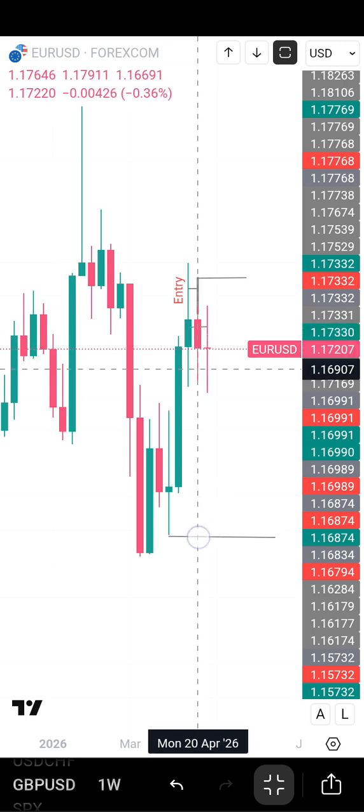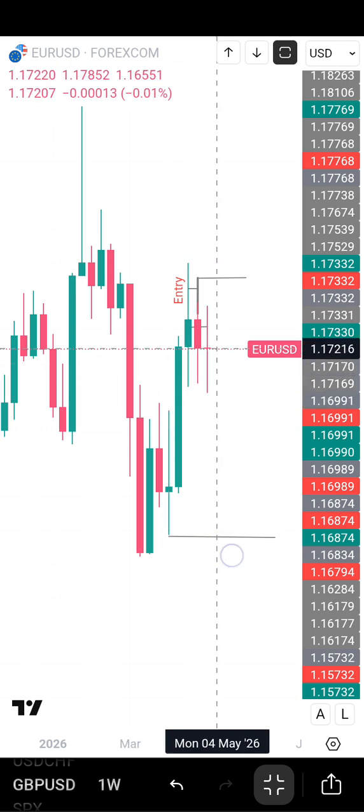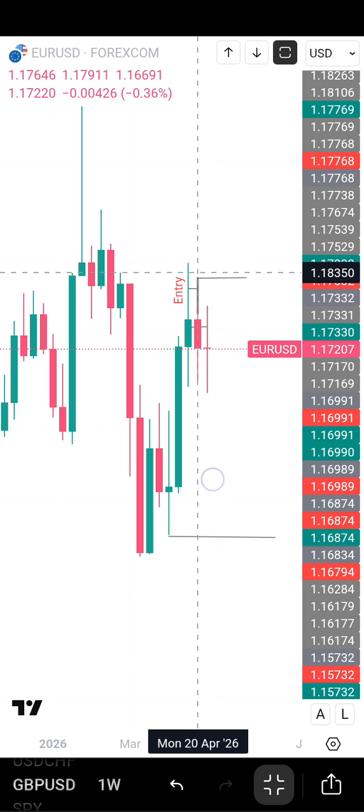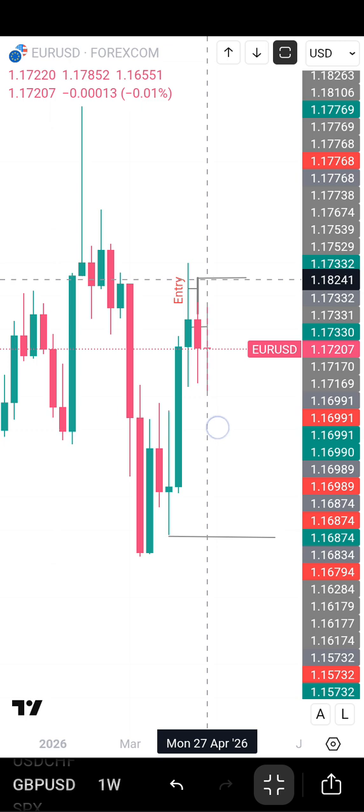So price closed inside after taking the liquidity, reacting off this key level. So price might do what? Might hunt for what? The high, the CRT high. All right, price might retrace down and hunt the CRT high. So take note of that on Euro USD.